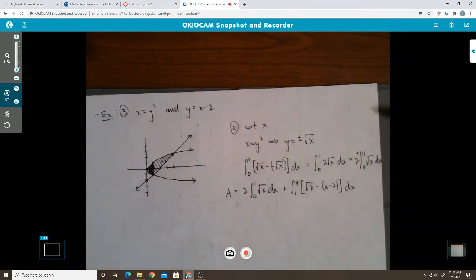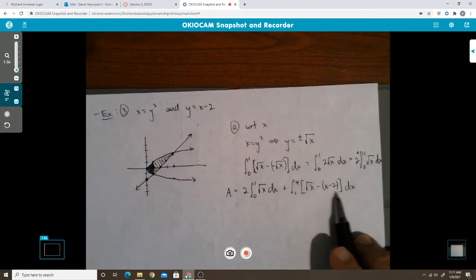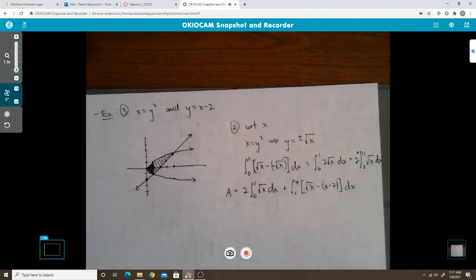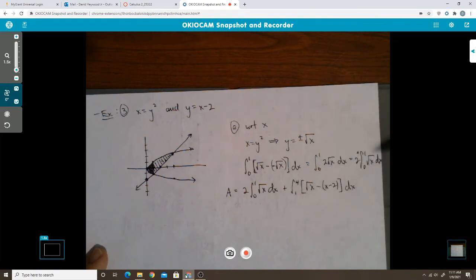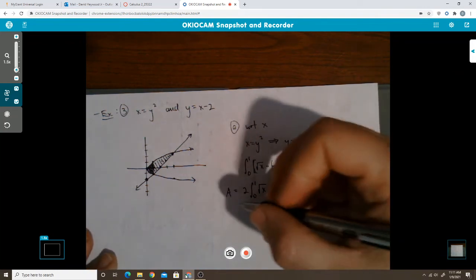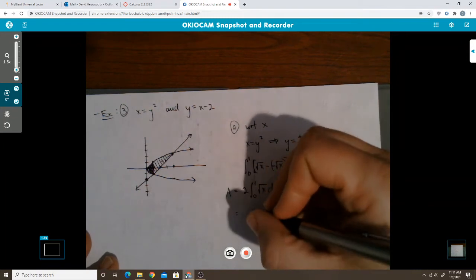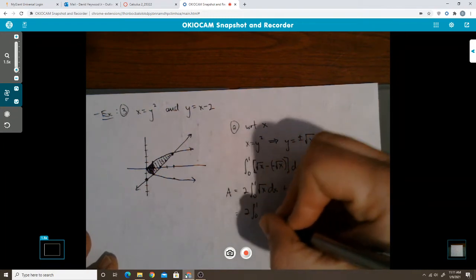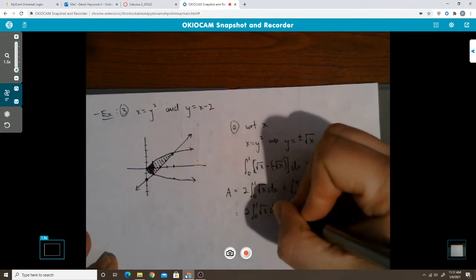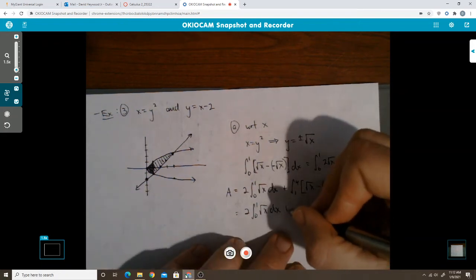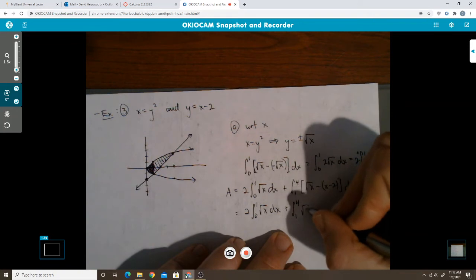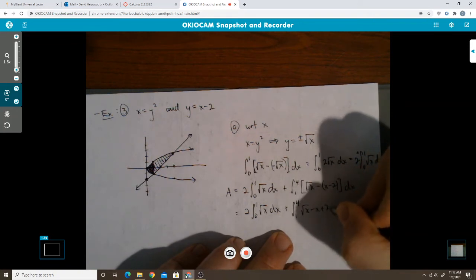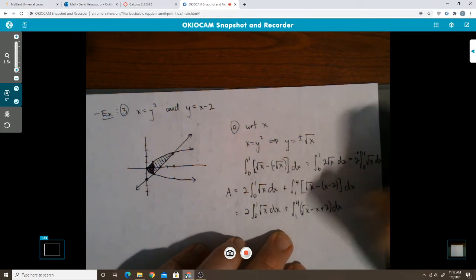When you subtract the bottom function, make sure that you subtract the entire function, so you've got to have those parentheses there. That's going to change the sign of the negative 2. It's going to become a positive 2. So what do we get? We have 2 times the integral from 0 to 1 of root x dx plus the integral from 1 to 4 of root x minus x plus 2 dx.